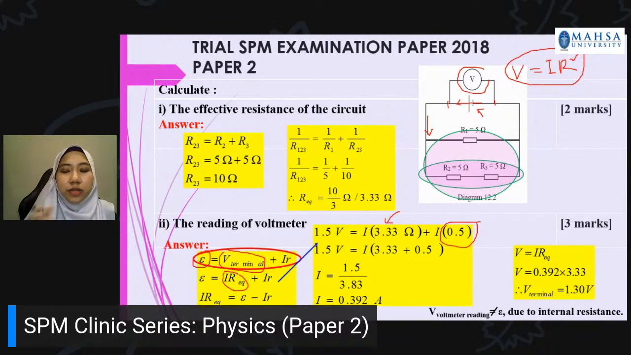So what you can conclude for this question is that the voltmeter reading is not equal to the value of your battery due to the internal resistance. If you don't have internal resistance, the value of your battery is equal to the V terminal, or equal to IR like the previous question, because you do not consider the internal resistance. But if you have internal resistance that you need to consider in your calculation, you need to use this formula to solve your problem.